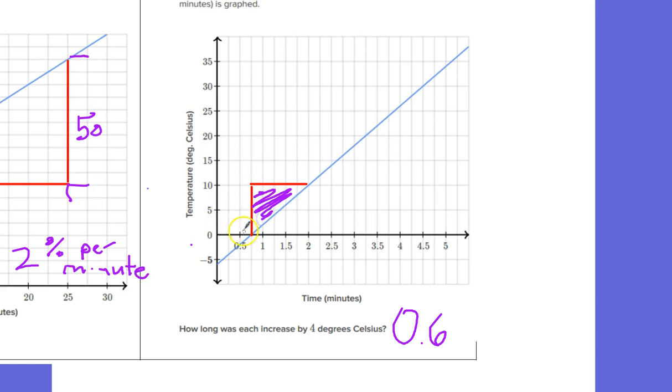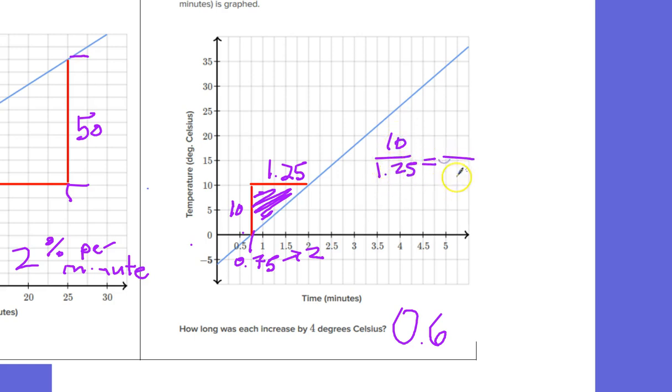So this is from 0 to 10, that's about 10 degrees rise. And this is from 0.75 to around 2. So to go from 0.75 to 2, you can use a calculator for that. 2 minus 0.75 is about 1.25. So the rise over the run is a ratio. It's 10 degrees per 1.25 minutes.